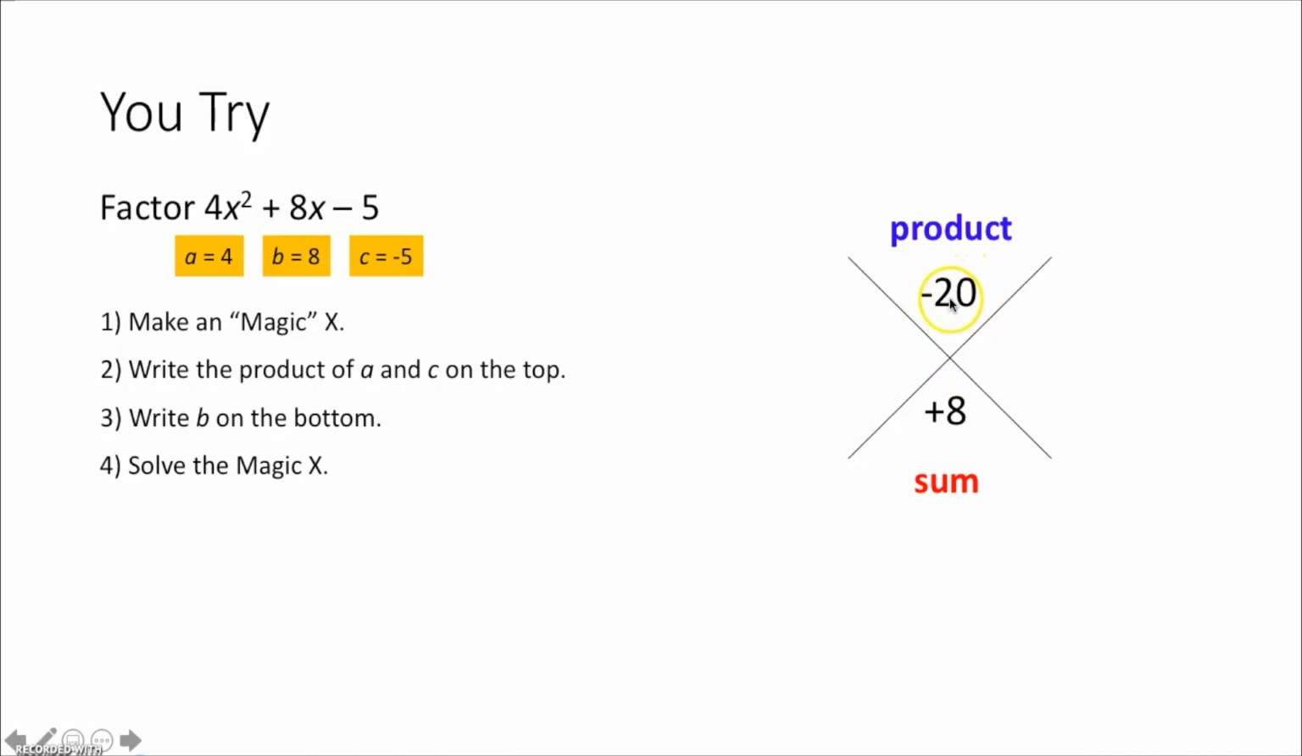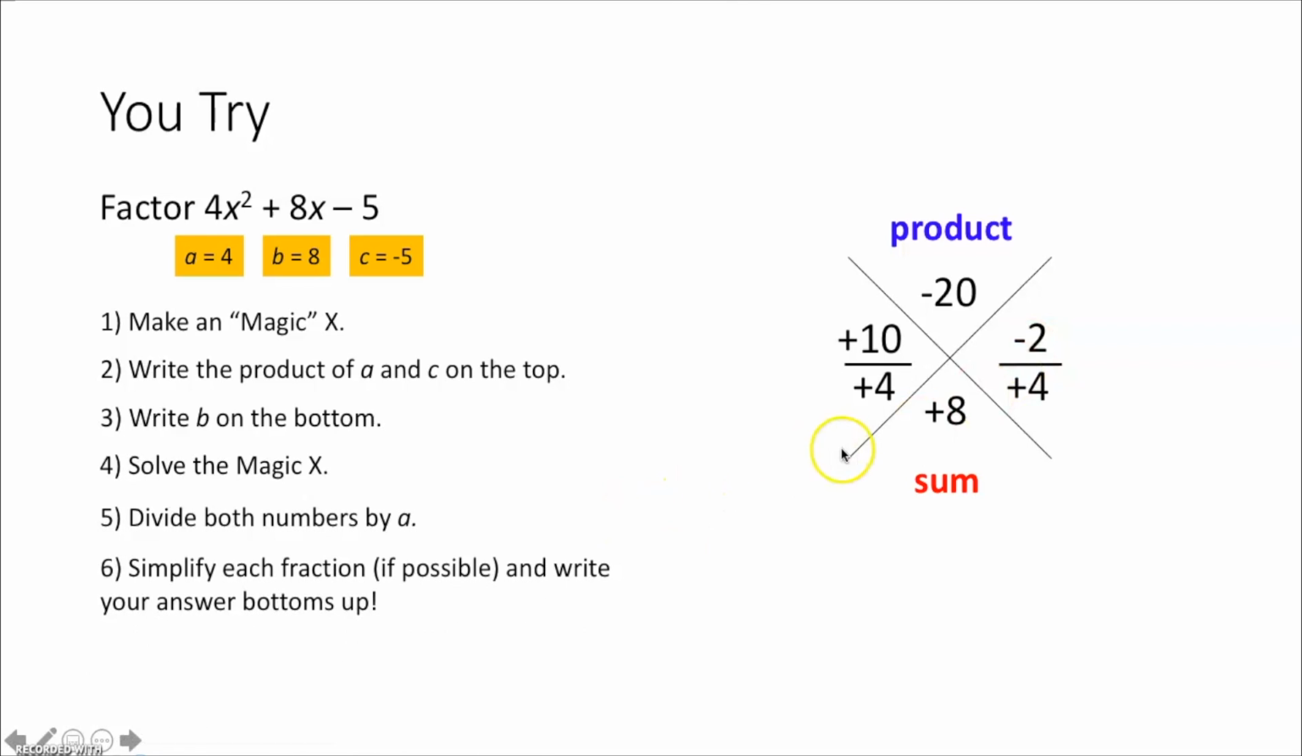Since the product is negative, that means one number has to be negative, one has to be positive. And since the sum is positive, the bigger number should be positive. So two numbers that multiply together make 20. How about 10 and 2? And since the bigger number has to be positive, we go 10 and negative 2. We then divide both of those numbers by our a value, and we simplify those fractions. So how do we simplify 10 over 4? Well, if we divide each of those by 2, you get 5 over 2. And then over here, if we divide each of these by 2, you end up getting negative 1 over 2.